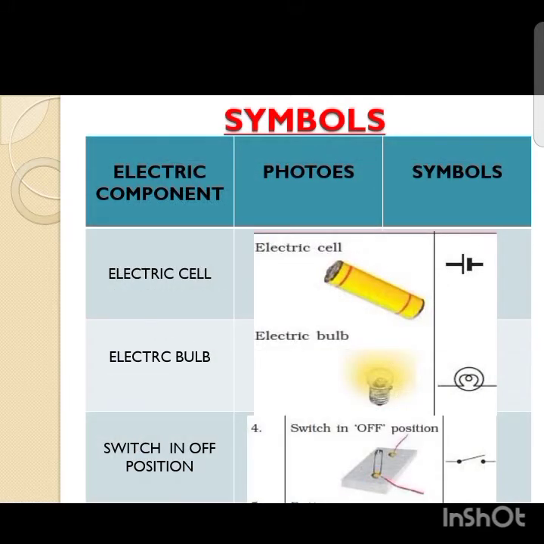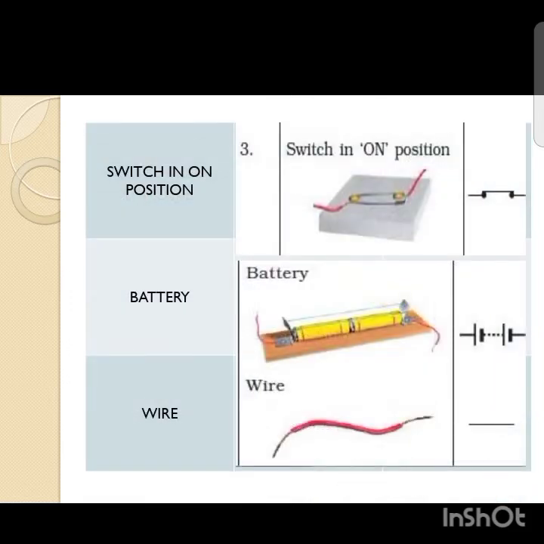Now I'll show you the symbols and photos of electric components. The first one is the electric cell. The second one is the electric bulb. The third one is a switch in off position. Switch in on position. This is a photo and symbol. The next one is the battery. And the last one is the wire.